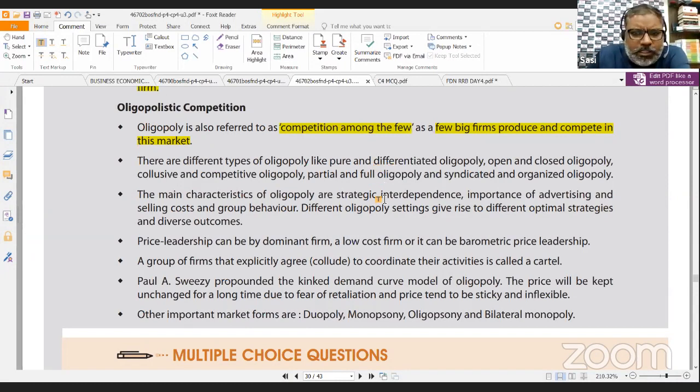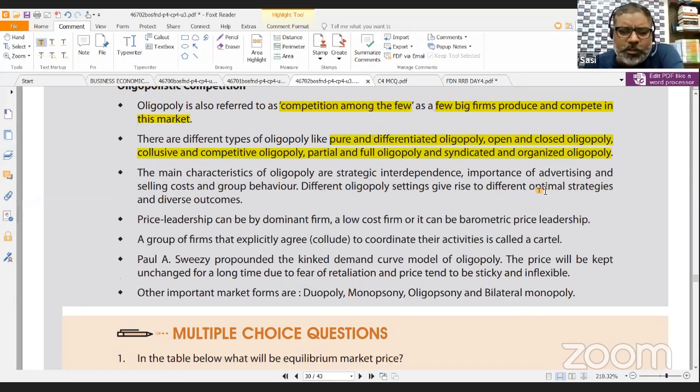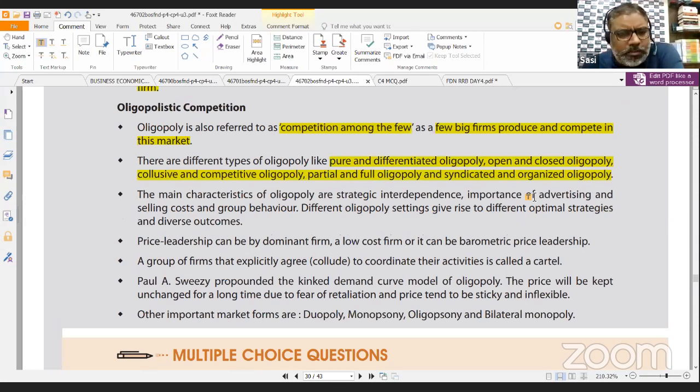Here there can be different types of oligopoly. We don't need to really get into each and every type because a lot of similarities are there. There can be pure and differentiated oligopoly, open and closed oligopoly, collusive oligopoly, competitive, partial, full, syndicated, organized, like that. So many oligopolies are there. Some of them are actually illegal also.